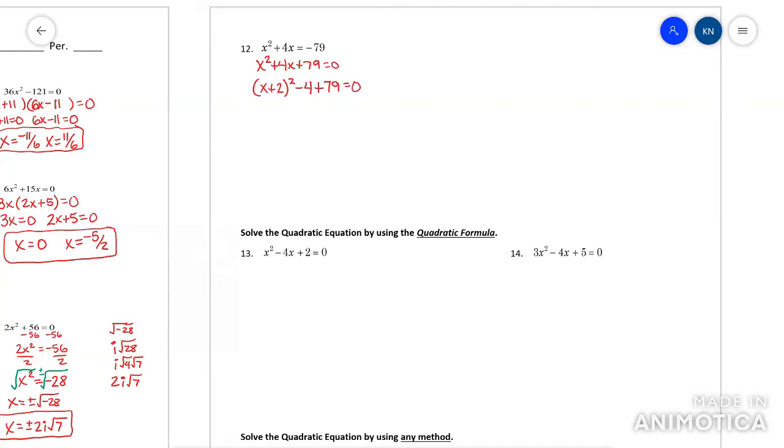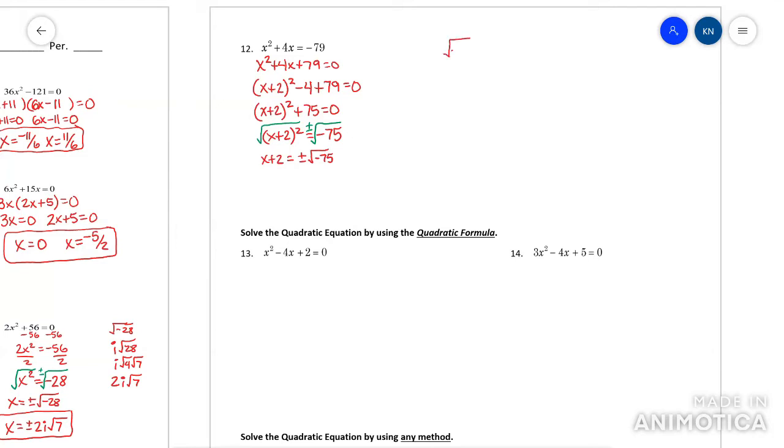All right, so now combine those like terms. You get x plus 2 squared plus 75 equals 0. Subtract 75. Now is when you would root it. Don't forget plus minus. So now you have x plus 2 equals plus minus root of negative 75.